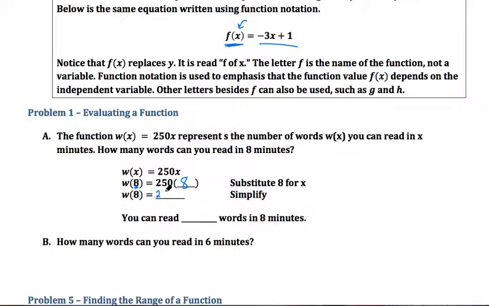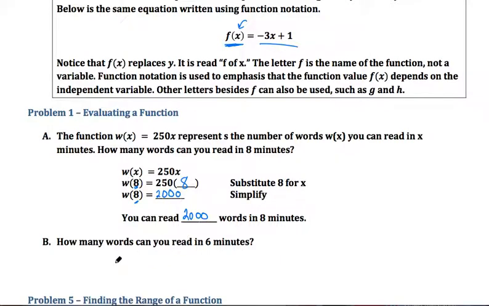Let me rewrite that a little bit better. w of 8 is 2,000. Here it gives us a lot more information. It's saying when we put in 8, we get out 2,000. This can be helpful if you're plugging in a lot of values. Now you see w of 8 is 2,000. Maybe w of 4 is 1,000. So you can put a lot more information into that equation. Okay, so this obviously means that you can read 2,000 words in 8 minutes.